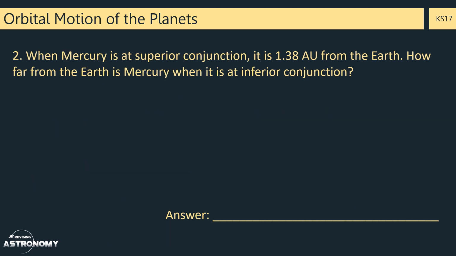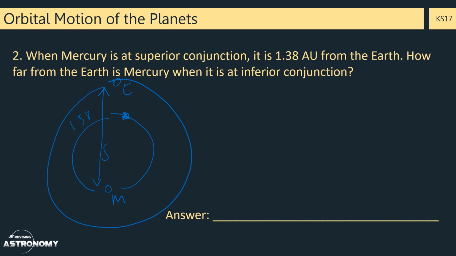Question 2. When Mercury is at superior conjunction, so this means that it's on the opposite side of the Sun to the Earth, so over here, and where is the Earth? Would be here, so this is Earth, and this is Mercury. It is 1.38 astronomical units from Earth. How far from the Earth is Mercury when it is at inferior conjunction? So when it's at this location over here.